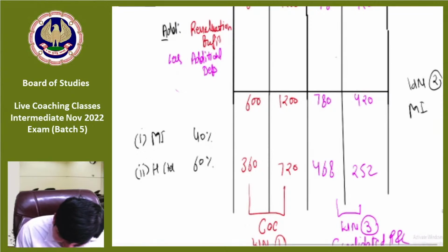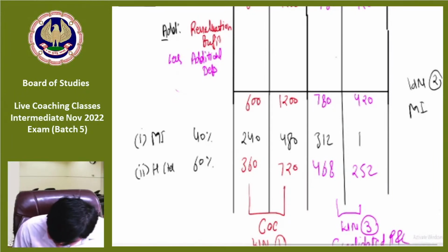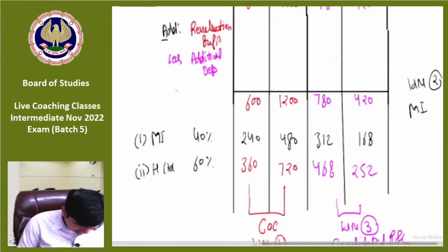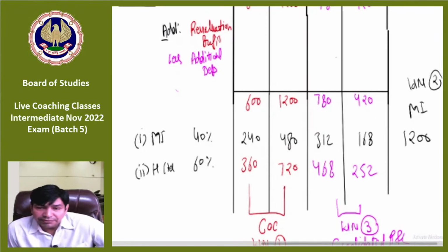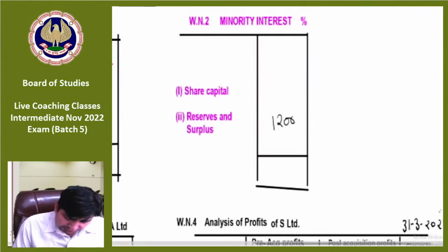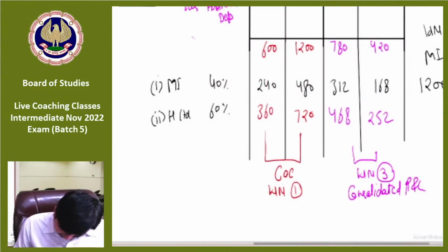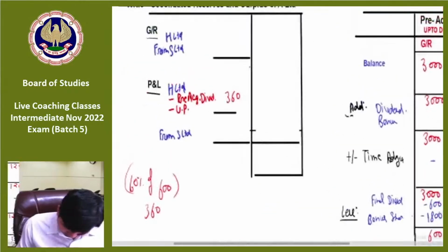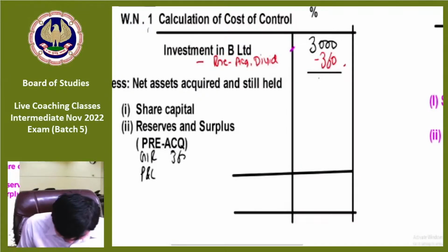The minority interest figure is to be the total of 240, 480, 312, and then 168. The total of 168 plus 312 plus 480 plus 240 is 1200. Please post 1200 to the minority part. And then please post cost of control. Okay, beta, working note number 1, 360 and 720.